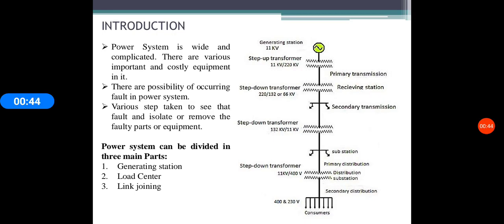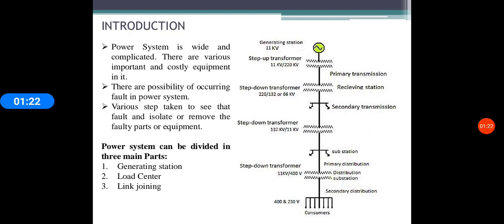We know that the power system is widely used and very complicated. There are various important and costly pieces of equipment used to transmit power from generation to the consumer. It means there is a possibility of a fault occurring in the power system. So various steps are required to isolate the fault or to remove the faulty parts of the equipment.